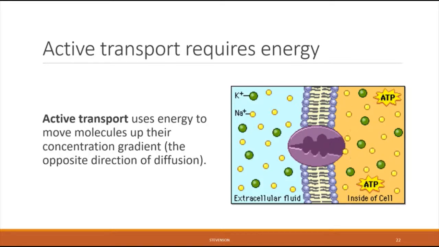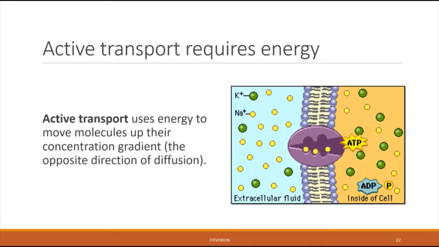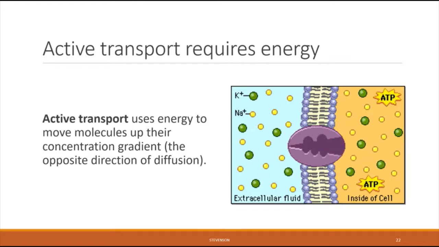Active transport requires effort on the part of the cell in order to move molecules up their concentration gradient. In other words, in the opposite direction that diffusion would dictate. So for example, we talked about the air freshener, right? We go in the corner of the room, you spray the air freshener, and then gradually, by itself, those molecules spread out throughout the room.